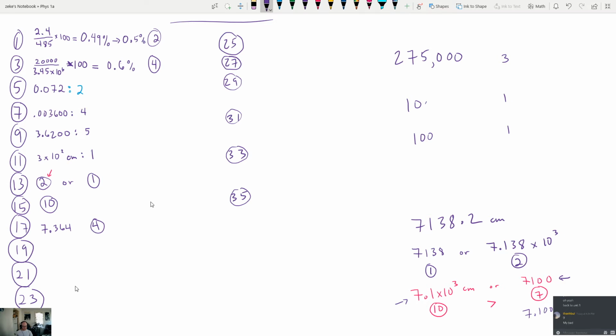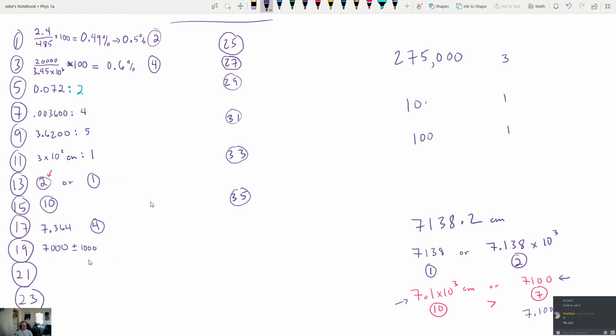19 is a little more tricky, I guess. 19 says a measurement lying between 6,000 and 8,000. So the measurement would be 7,000, right? And it's like 7,000 plus or minus 1,000, right? That's basically what their measurement would be. So this is just 1 sig fig, right?